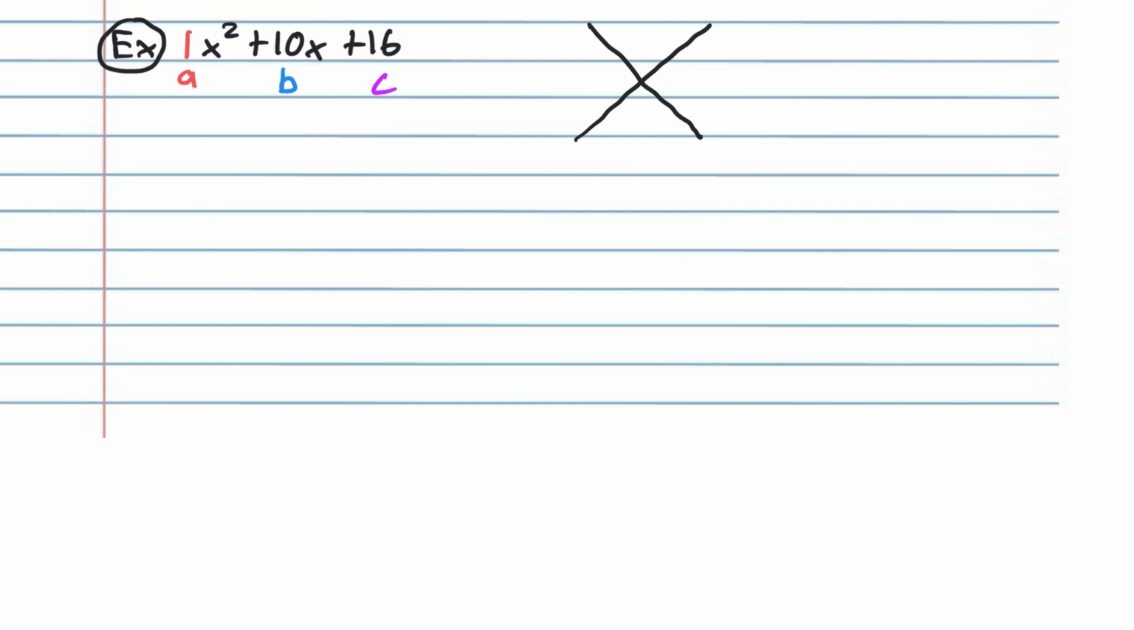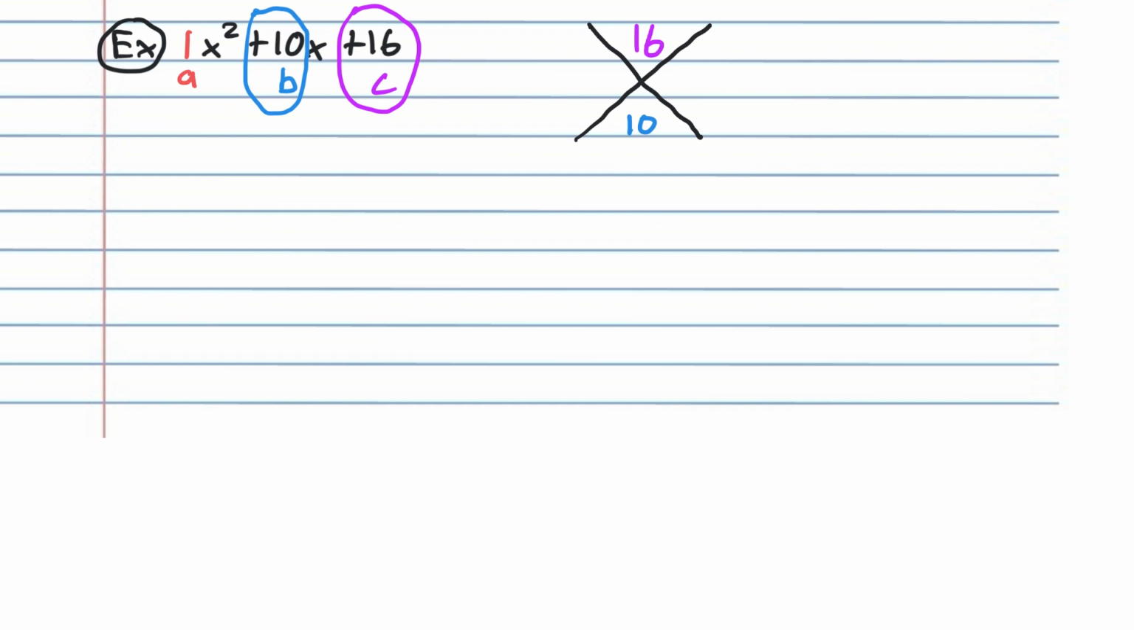So that 16, that positive 16, is going up top. Okay, and then down below is the B value. Now the B value here is the 10, the positive 10. So we don't need to include the x on there. It's just the number in front of the x. Okay, so a positive 10 goes down below. Okay, now here's the hard part. We need to figure out what numbers multiply to 16, but also add or subtract to 10.